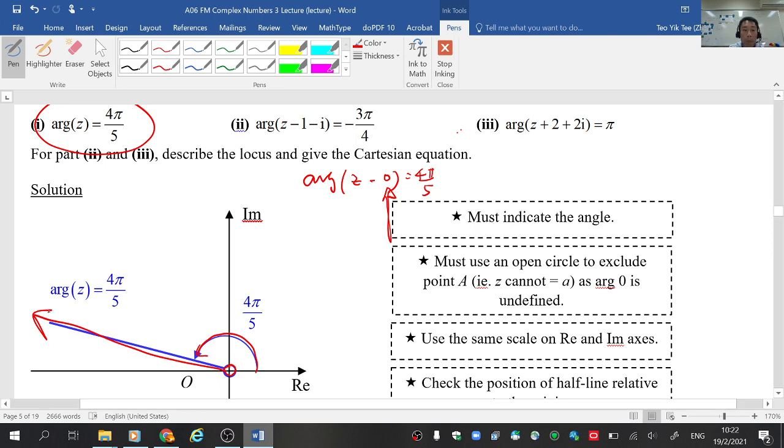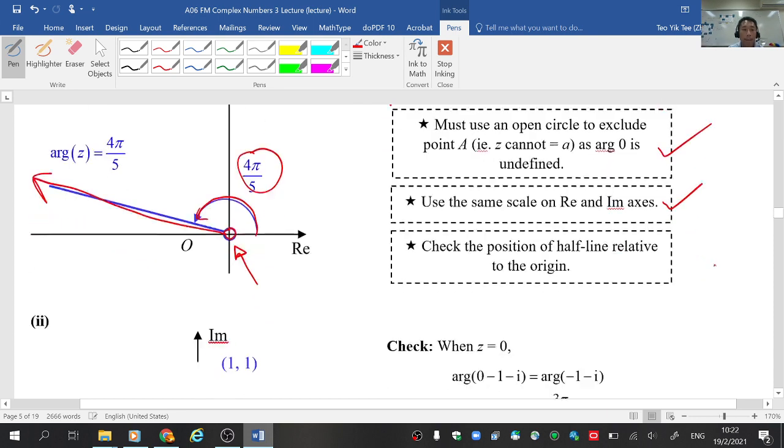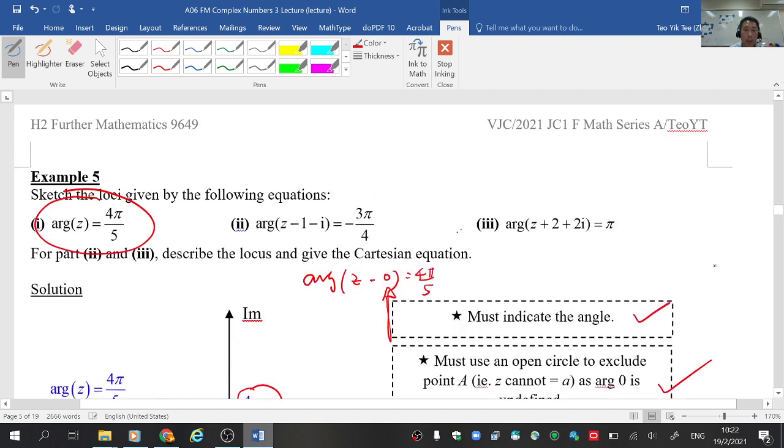So again, what you must draw is, you must indicate the angle. You must indicate for me an open circle. 4 pi over 5 must be there. Open circles must be there. Same thing, equal scaling. That will be the first one. How about the second one?